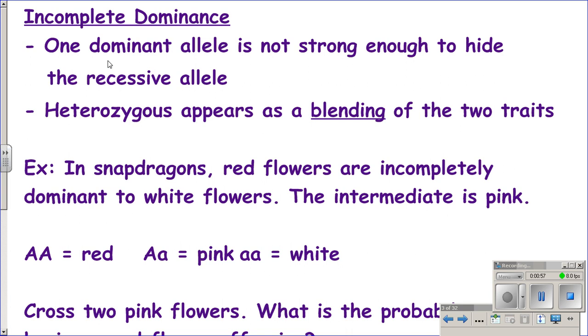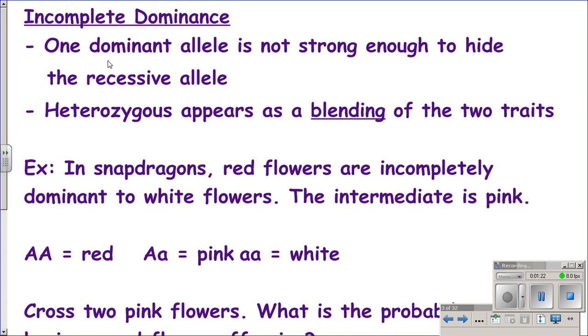So this is our second type of inheritance pattern we're talking about. The first type we talked about was just simple dominance and recessive. If you have a big letter, then you have a dominant trait. If you have two little letters, then you have a recessive trait. This one's a little different because you're going to have big letters and little letters, dominant and recessive alleles, except they aren't masked all the way.